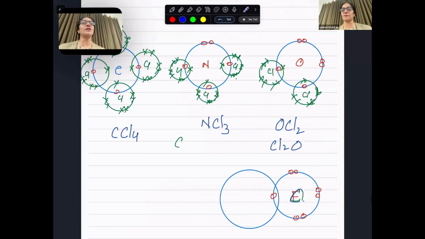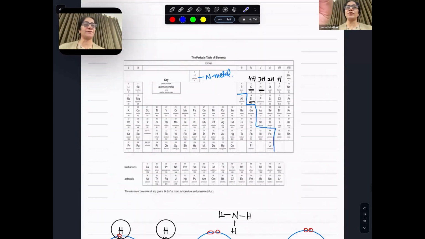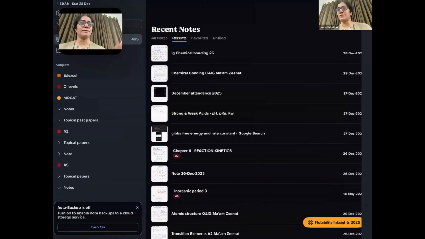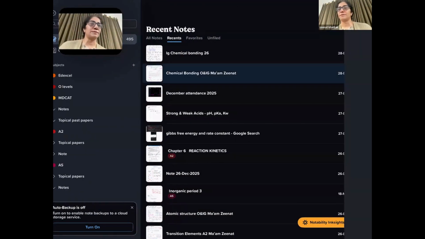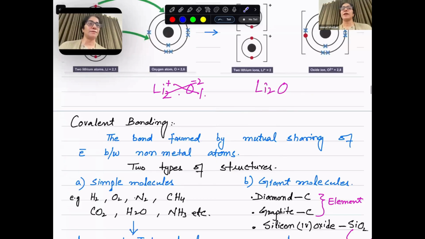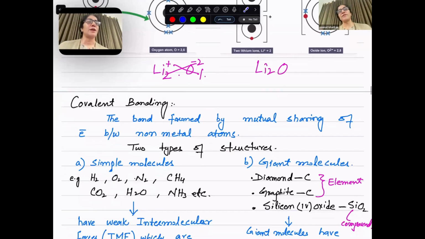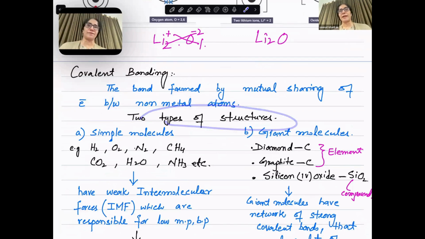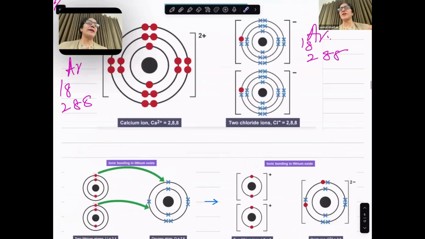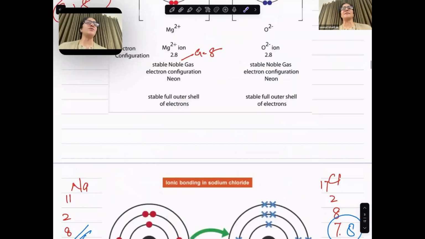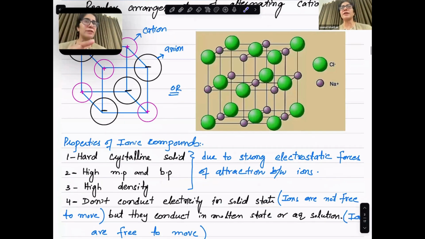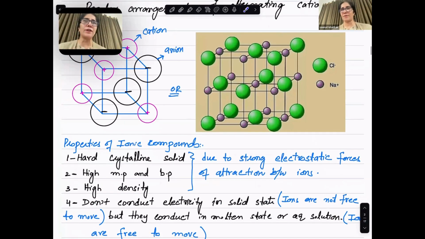Now there is another situation. If I share the notes with you, see, covalent bonding. The bond formed by mutual sharing of electrons between non-metal atoms. There are 2 types of structure. If we study ionic, there is only one type of structure. That is the giant ionic lattice. Regular arrangement of alternating cation and anion.